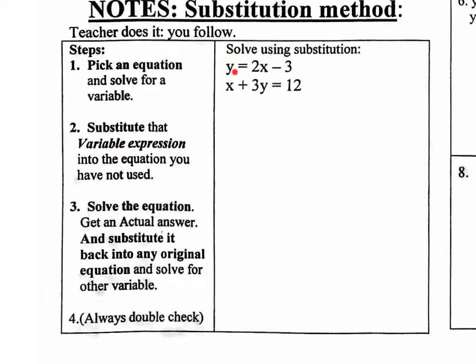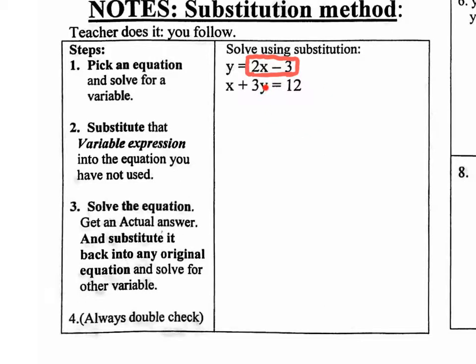This is an equation, but when I say variable expression, I'm talking about what y actually equals. So what does y equal? y equals 2x minus 3. And we're going to substitute that variable expression, 2x minus 3, into the other equation that you have not used. We already picked the top one, we haven't used the bottom one. We're going to plug it into the bottom equation right here into the y.